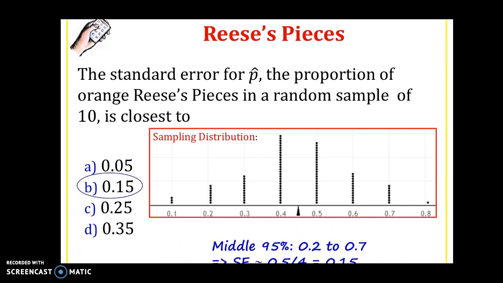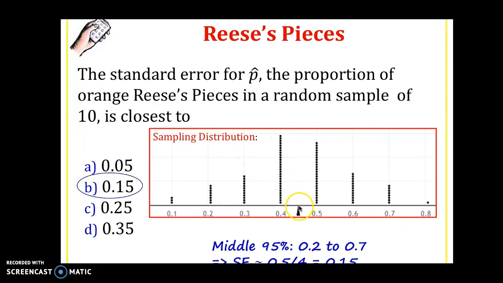All right, and how do we get this? We're looking for the standard error, so we're going to use the 95% rule. The 95% rule says if I've got a symmetric and bell-shaped distribution, and this is fairly symmetric and bell-shaped, 95% will be within 2 standard deviations. Down here it says 0.2 to 0.7. If we look at this 0.2 cutoff all the way to the 0.7 cutoff, that gets you about 95% of your data. That looks approximately like 95%.